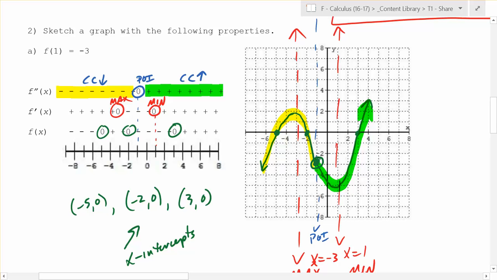So is it really important to figure out where these are zero? Zero is like your favorite number now, right? Yeah. Zero for the first function are the x-intercepts. Zero for the first derivative are going to be maxes or mins. And then zero for the second derivative will be point of inflection.